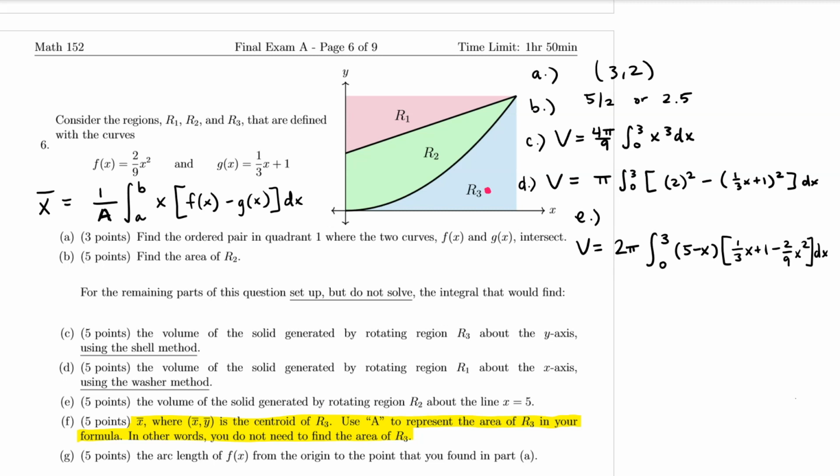So here, I'm just going to make a note. This is the upper curve. And this g of x is the lower curve.